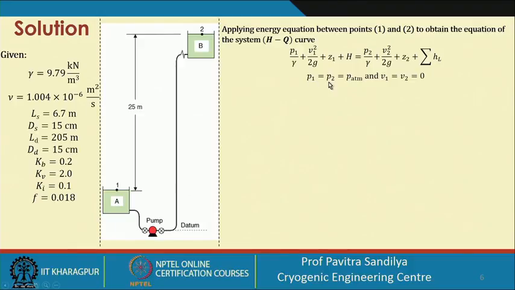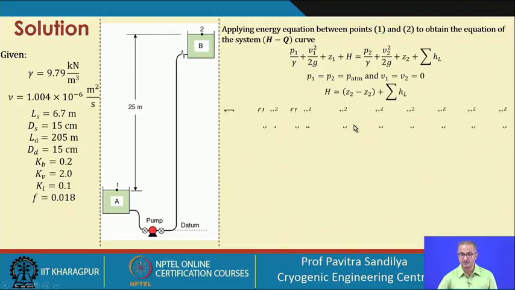So, both of them are experiencing atmospheric pressure. That is why P1 equal to P2 equal to P atmospheric, where we are also assuming the rate of change of this fall of the liquid level in these 2 tanks to be very, very small. So, that is why we are taking the velocity of fall to be 0, and with this we find that this is the expression for the head developed.